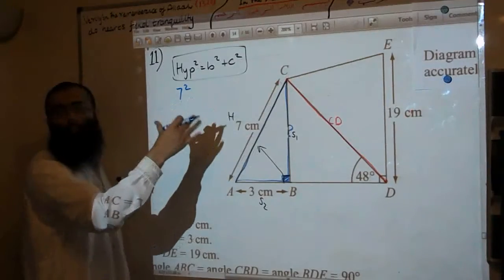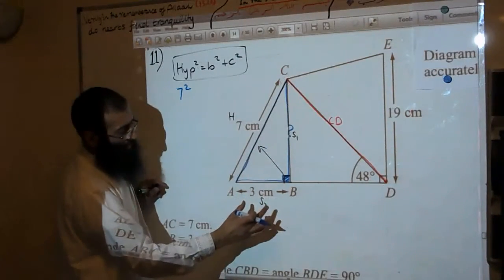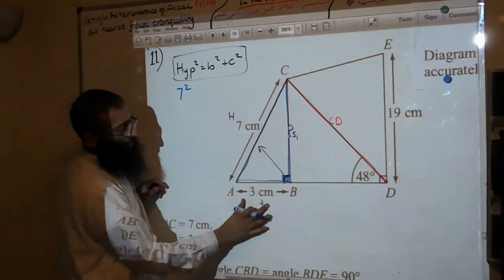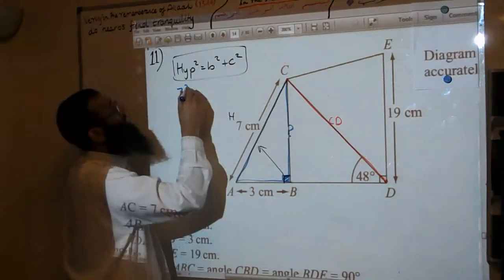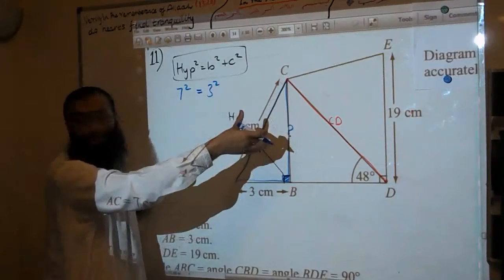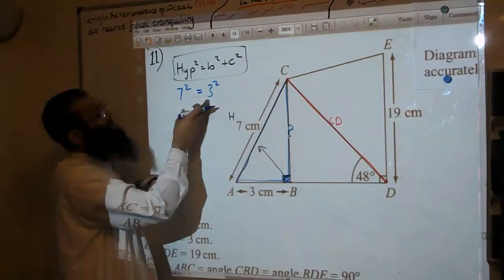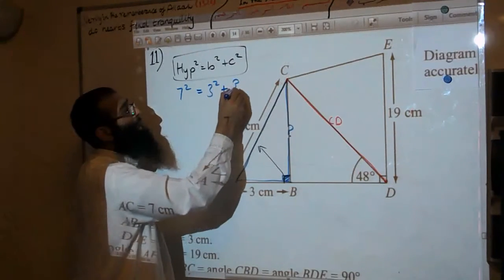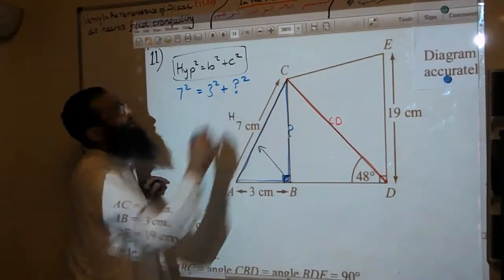B squared means one of the other sides. So I'm going to call this one my b squared. Which is what? 3. C squared means the other side, the third side. So if you mention 7, we mention 3, what's left over is the question mark side. That's what we're trying to work out. Question mark squared.